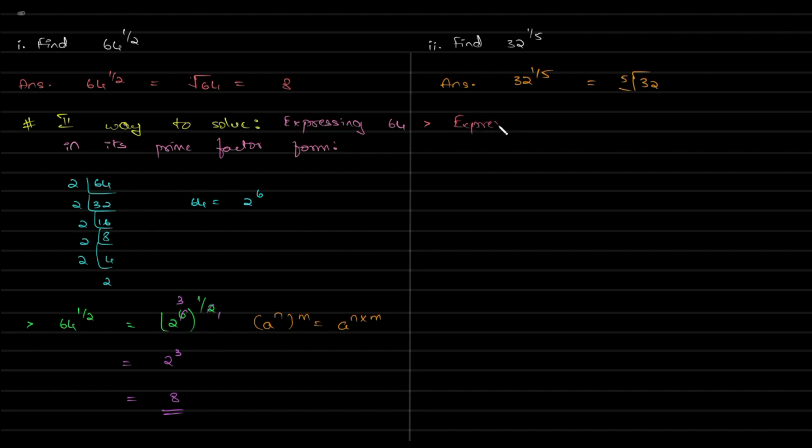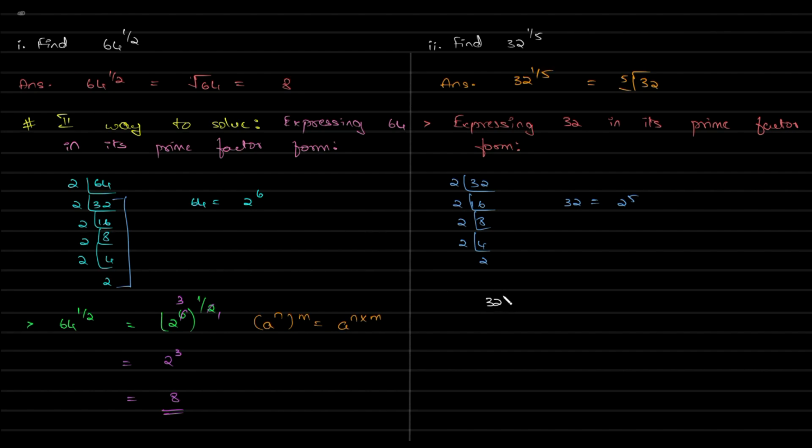We need to express 32 in its prime factor form. That is 32, 16, 8, 4, 2. So 32 can be written as 2 to the power of 5. Actually it was over here, the same thing. But yes, I'm just showing the lengthy version of the answer.